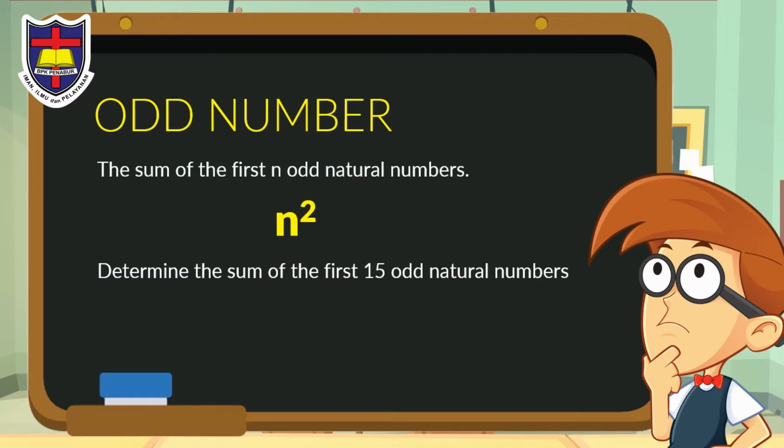So now if we must determine the sum of the first 15 odd natural numbers, it means that n is 15. So n squared equals 15 squared equals 225. So remember, the sum of the first n odd natural numbers is n squared.